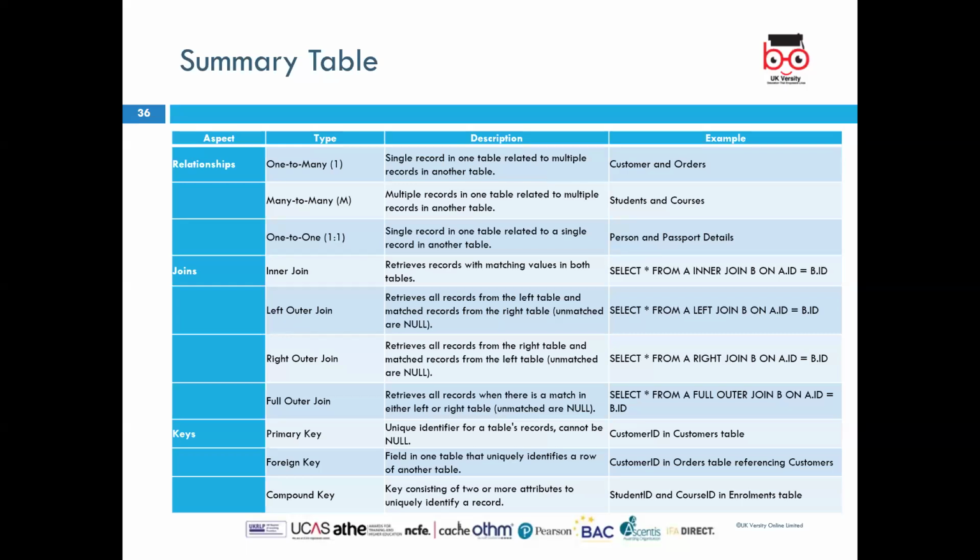Here's our summary of what we've covered so far, relating our types of relationship joins such as inner join, left outer join, right outer join, full join, and our keys with our primary key, foreign key, and compound key.